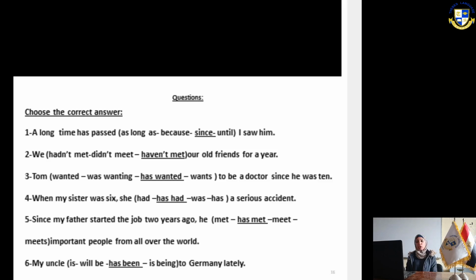Let's move on to number 4. When my sister was 6, she has had a serious accident. Number 5. Since my father started their job 2 years ago. As you notice now, after since we have past simple. And then the next sentence will be present perfect, has met important people from all over the world. Let's move on to number 6. My uncle has been to Germany lately. You have now lately. This is a time expression. That's why you have to use has been.